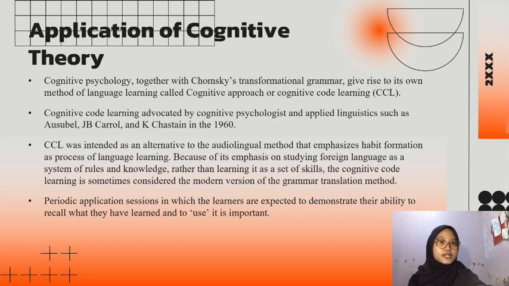Because of its emphasis on studying a foreign language as a system of rules and knowledge, rather than learning it as a set of skills, cognitive code learning is sometimes considered the modern version of the grammar translation method. Periodic application sessions in which the learners are expected to demonstrate their ability to recall what they have learned and to use it are important.